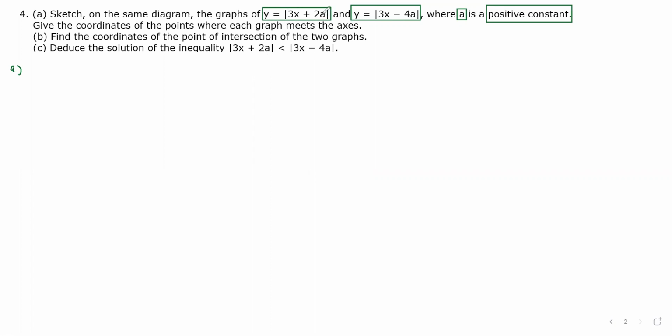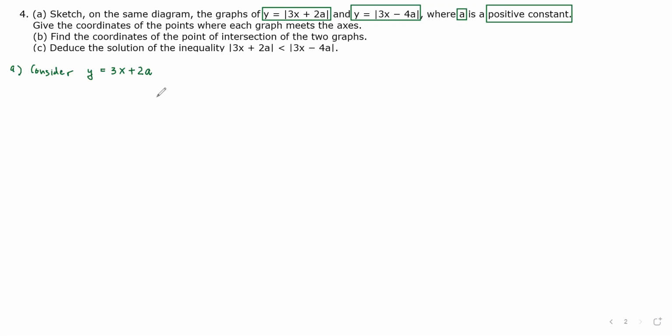One easy way to sketch the graph of the modulus of a linear function is to sketch the graph of 3x plus 2a, and the part where the graph is below the x-axis is reflected upon the x-axis. That gives you the graph of the modulus function. So we consider the first case here, y equals modulus of 3x plus 2a. Then we consider the case where y is 3x plus 2a. We know that a is just a positive constant, just leave it as a.